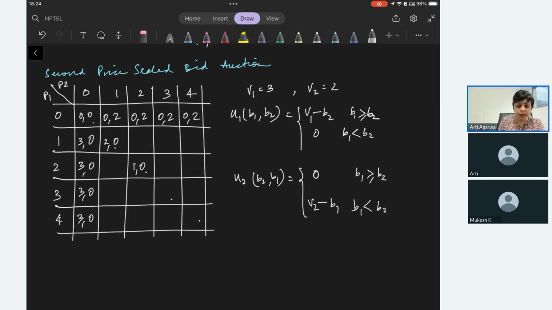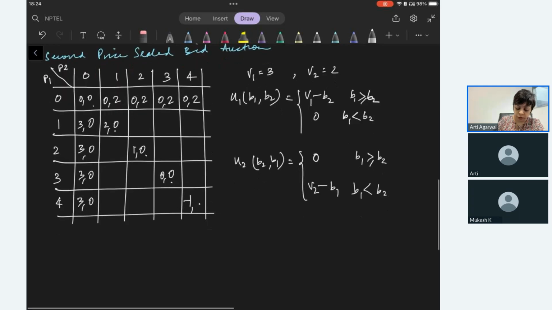So his payoff is 0. He bids 4, and they both bid 4. His valuation is only 3. So now what happens? He has to pay 4 because the other guy has also bid 4. Now his payoff is actually negative, and the other guy doesn't win or lose. He just gets a 0.